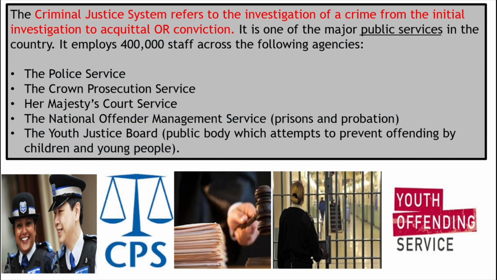The criminal justice system refers to the investigation of a crime from the initial investigation to acquittal or conviction. It is one of the major public services in the country, and it currently employs about 400,000 staff across the following agencies: the Police Service, the Crown Prosecution Service, Her Majesty's Court Service, the National Offender Management Service, including prisons and probation, and the Youth Justice Board. This refers to the public body which attempts to prevent offending by children and young people. In this session, you're exploring Her Majesty's Court Service.